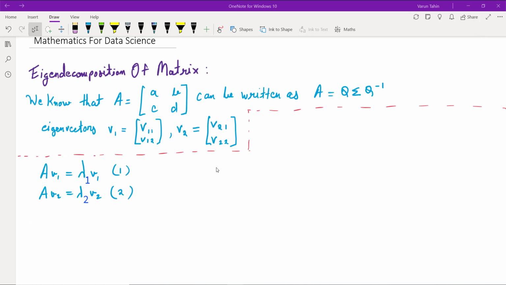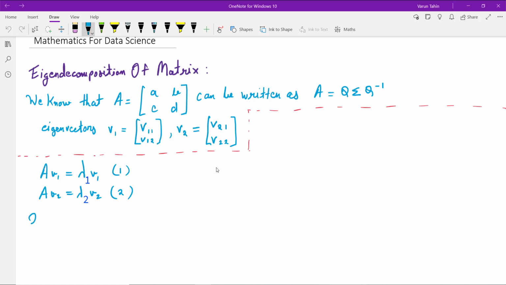Now it is easy to see how decomposition is possible. If we consider a 2 by 2 matrix A with eigenvectors V1 and V2 and the corresponding eigenvalues lambda 1 and lambda 2, we know that AV1 equals lambda 1 V1 and AV2 equals lambda 2 V2. Now let's do a little matrix trick and arrange the eigenvectors V1 and V2 as the column vectors in a new 2 by 2 matrix Q.